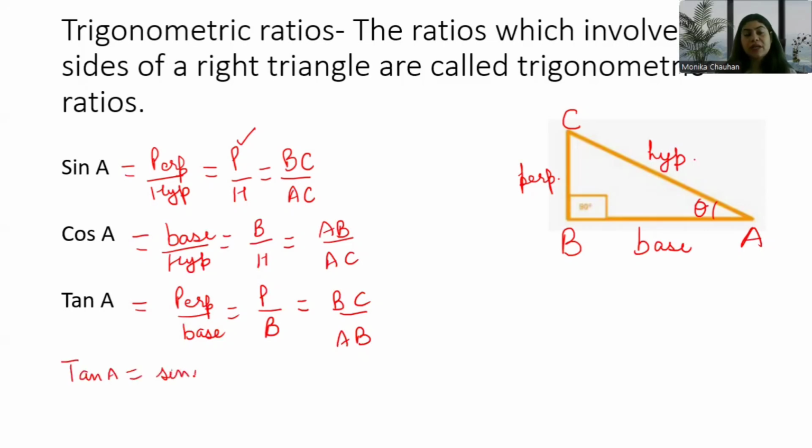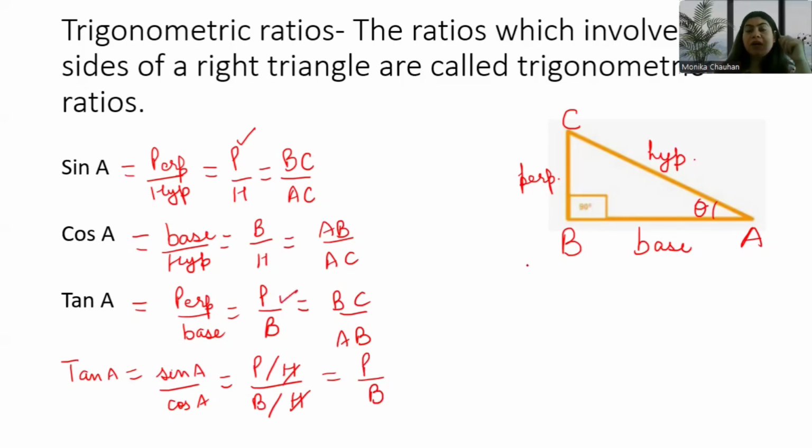A upon cos A. Now, if you know this as well, you don't have to remember that it is perpendicular upon base. You divide P upon H by B upon H. What will happen? This H will cancel out. What you're left with is P upon B. So still the same thing, perpendicular upon base.